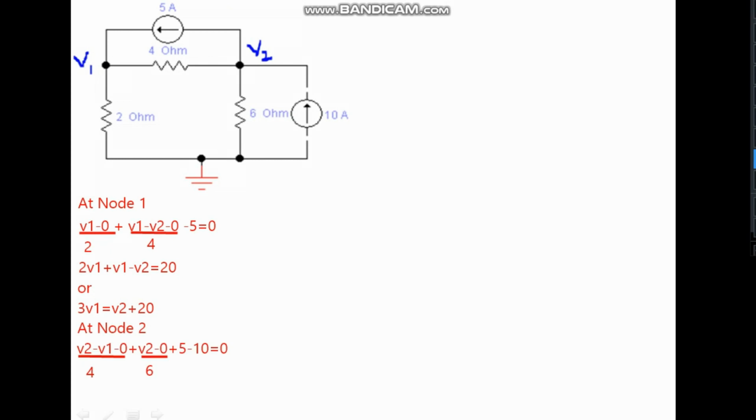We'll assume that all currents are moving away from the node. At node 1, (V1 minus 0) over 2 plus (V1 minus V2) over 4 minus 5 is equal to 0. Simplifying this equation, 3V1 is equal to V2 plus 20. At node 2, (V2 minus 0) divided by 6 plus (V2 minus V1) divided by 4 plus 5 amperes minus 10 amperes is equal to 0.